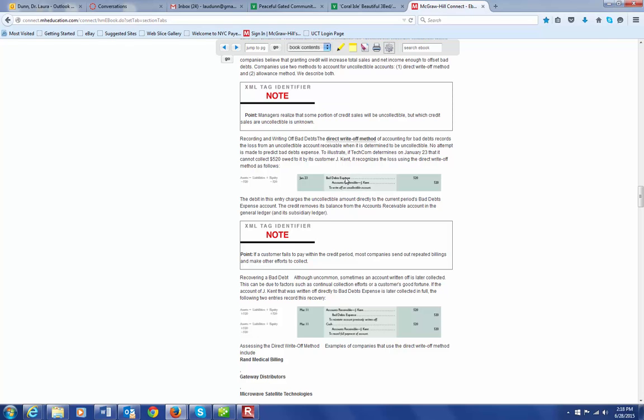So it increases your expense on your income statement, and it also decreases the asset of accounts receivable because you know that you don't have that money coming to you.